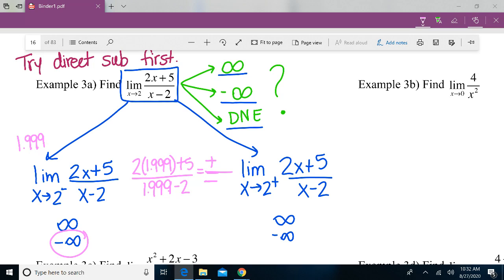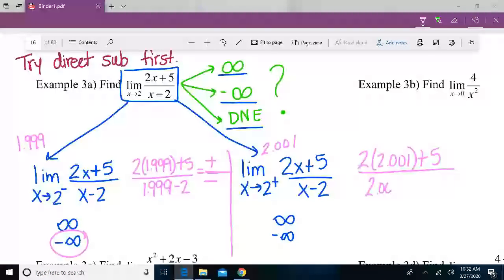Now I'm going to do the same thing for x approaching 2 from the right. I just need to check, am I going to approach positive infinity or negative infinity? So a number that's on the right side of 2, but also really, really close to 2 is 2.001. So in my head, I'm thinking, okay, I'm going to substitute in 2.001 for those x's. So 2 times 2.001 plus 5 over 2.001 minus 2. And I'm only thinking about sign, so I don't even need my calculator here.